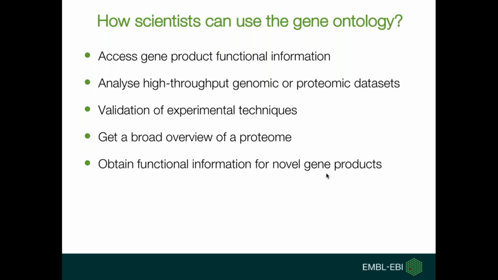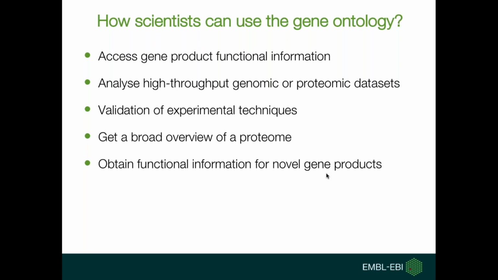You can also use it to analyze high throughput genomic or proteomic data sets. In this case, this would be referring to, let's say you had a knockout cell line that you compare to the wild type using mass spectrometry, and you wanted to see what biological processes and molecular functions were impacted by the loss of this particular gene that you knocked out. Gene ontology can give you a nice summary of these areas.